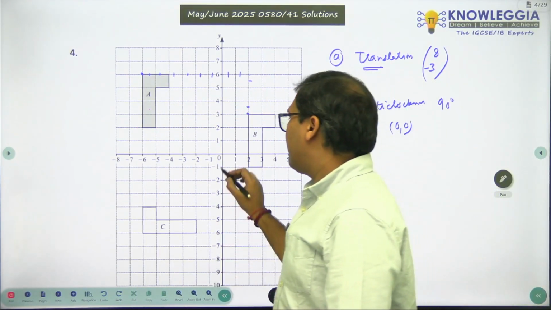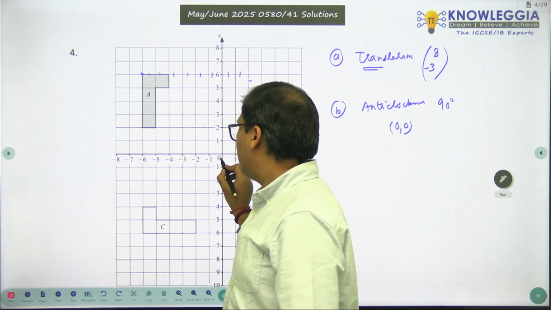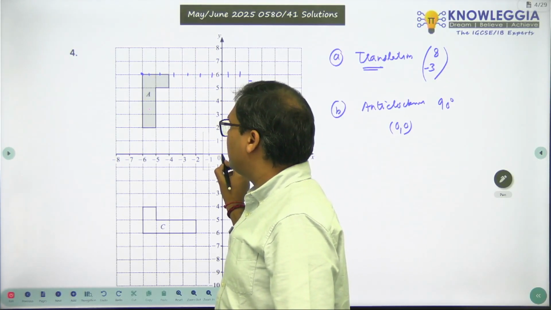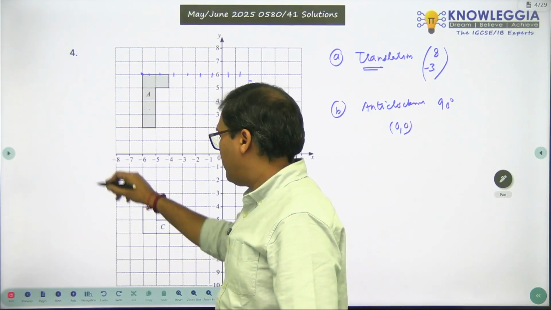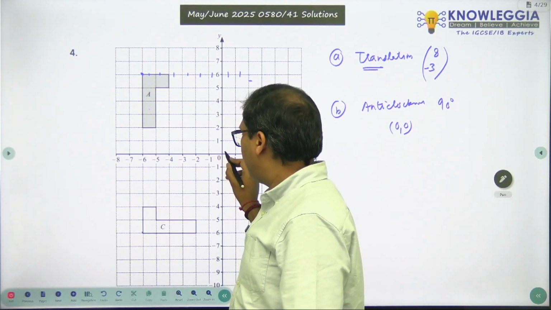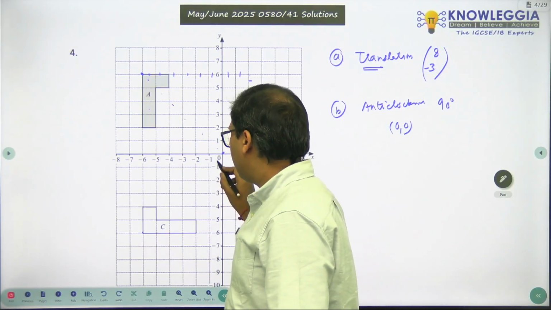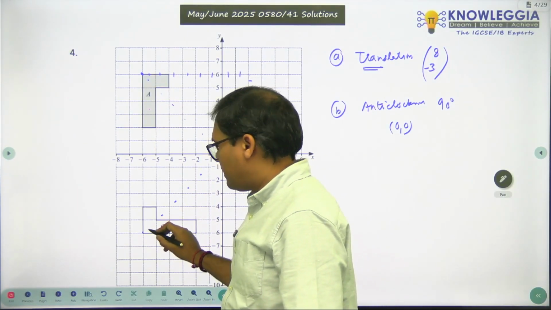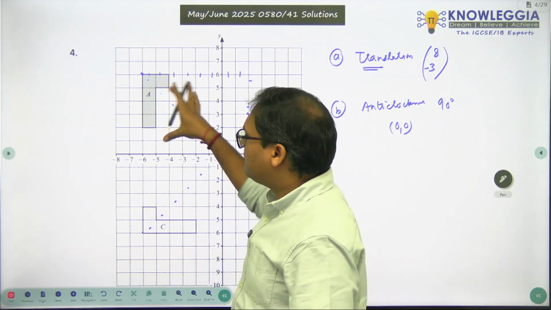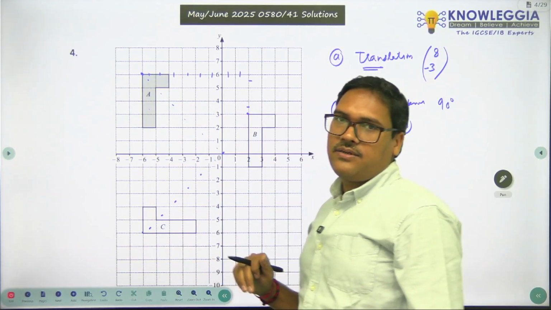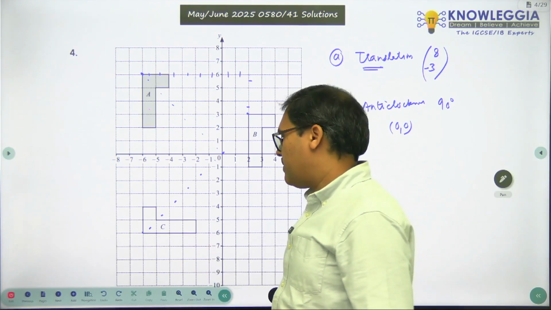You can see roughly, if I take this point, just try to understand this. You can clearly see this point rotates and comes to here. And this is 1, 2, 3, 4, 5, 6, and this is 1, 2, 3, 4, 5, 6. So roughly you can see this is the rotation of 90 degrees. But the best way is tracing paper.